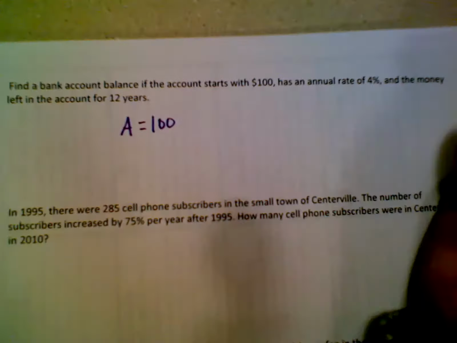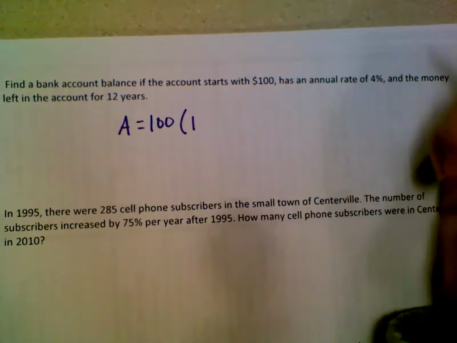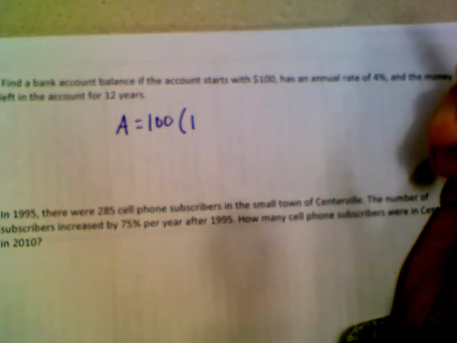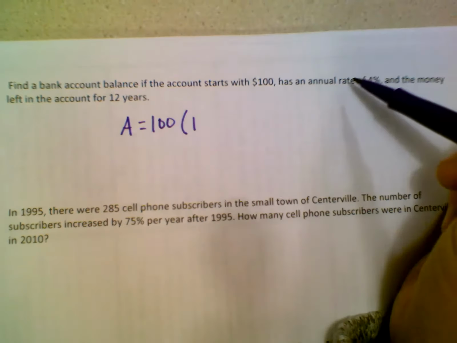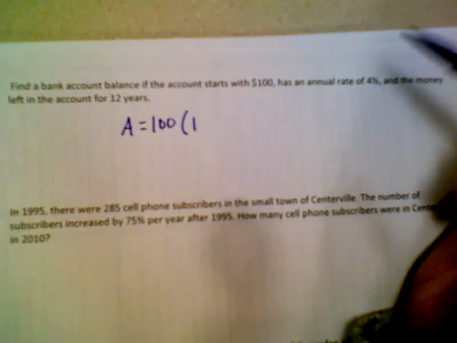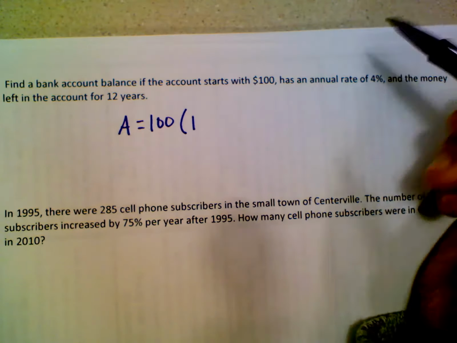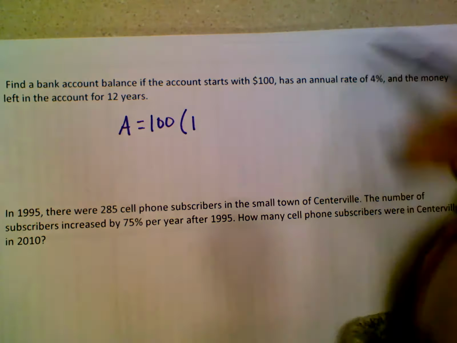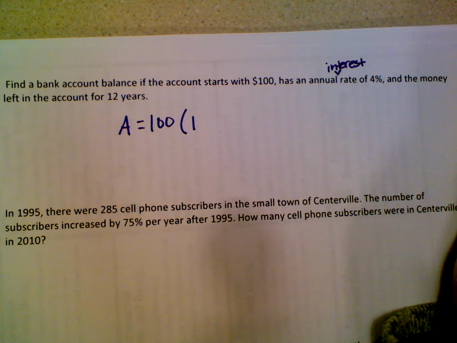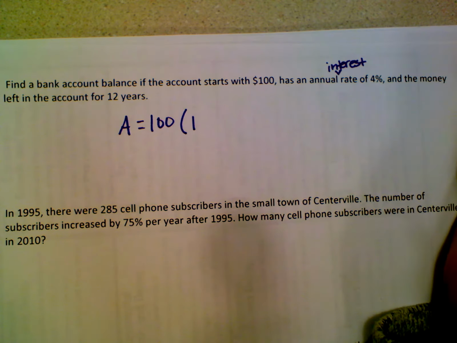All right, so find a bank account balance if the account starts with $100. So we're looking for the final amount. It starts with $100, has an annual rate of 4%, and the money is left in the account for 12 years. So this account is increasing, they're giving you interest. It doesn't really say that, but at no point does it say that they're charging you anything. So you have $100, your annual, this should probably say interest rate. I'll change that for next year. Annual interest rate of 4%, left in the account for 12 years.